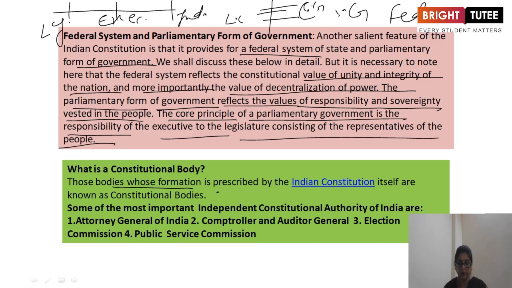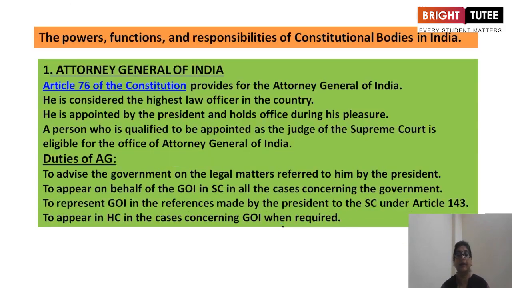Those bodies whose formation is prescribed by the Indian Constitution itself are known as constitutional bodies. The constitutional authorities of India are the Attorney General of India, the Comptroller and Auditor General, the Election Commission, and the Public Service Commission. So these are the constitutional authorities which work independently.